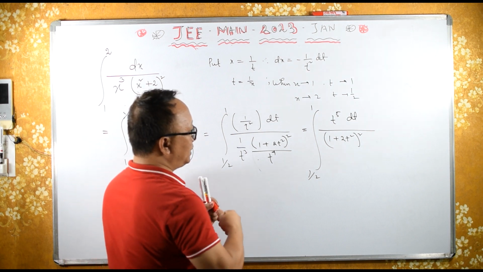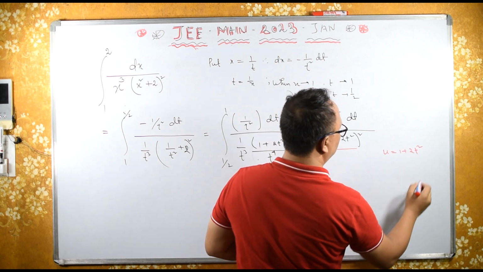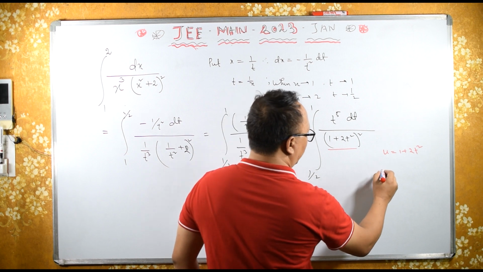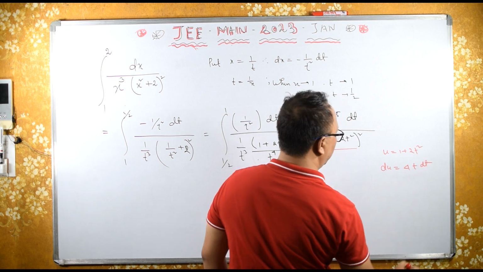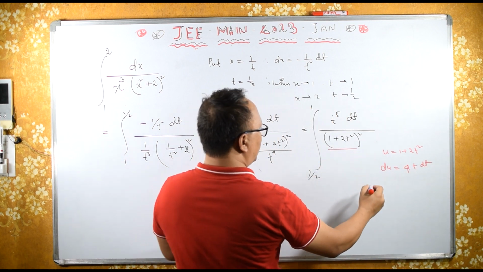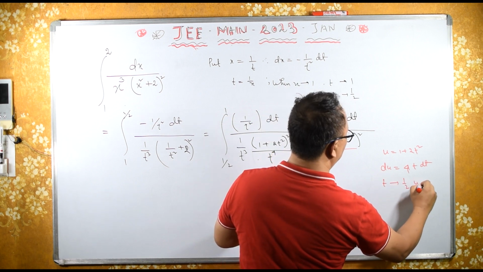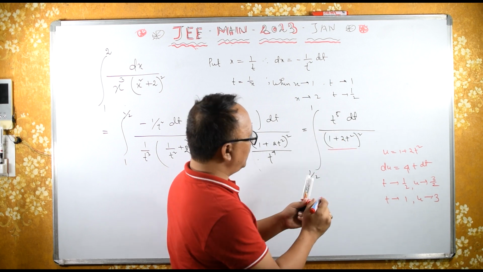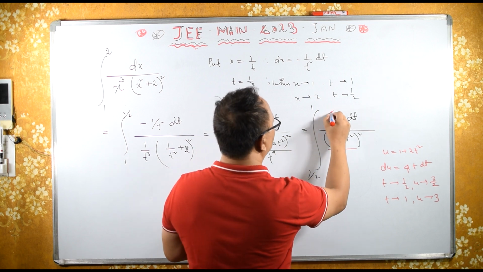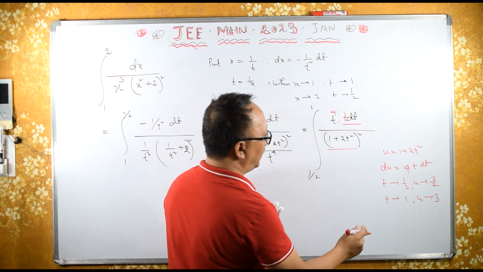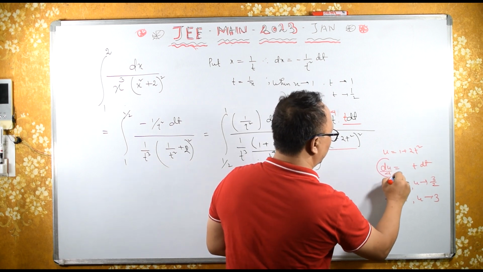Now, let's again substitute this part. Let's substitute u equals 1 plus 2t square. Therefore, du equals what? 4t dt. And let's change the limits: when t tends to half, u tends to what? Instead of t5, I can write it like this: t5 is the same as t4 into t dt. Why? Because here we have t dt. Therefore, t dt is the same as du upon 4.